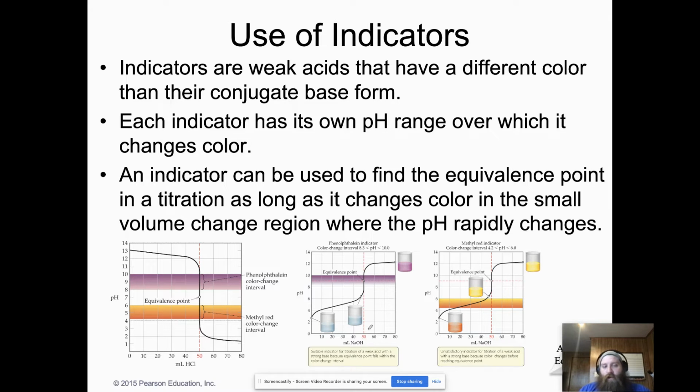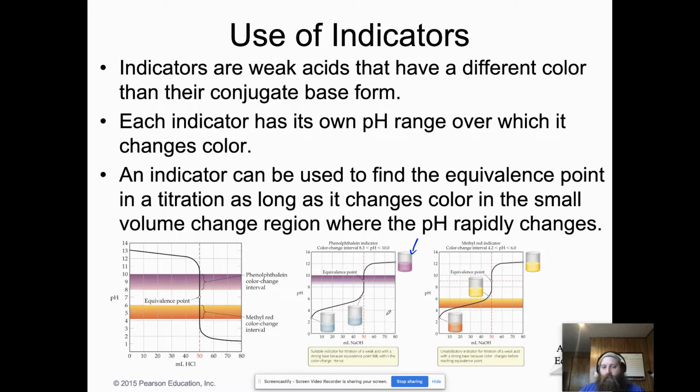So phenolphthalein is a great example. It's a really common one. We used it last year in first year chem. So if you had me for that class, you've seen this purple indicator before. And the color change interval is 8.3 to about 10. And so if your equivalence point is between 8.3 and 10, then phenolphthalein is going to be a pretty good indicator, right? Like that's a good thing.